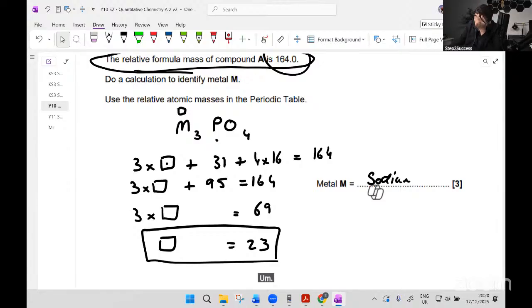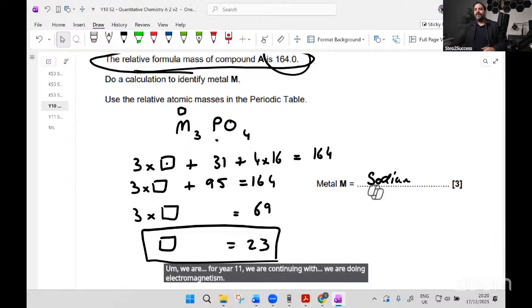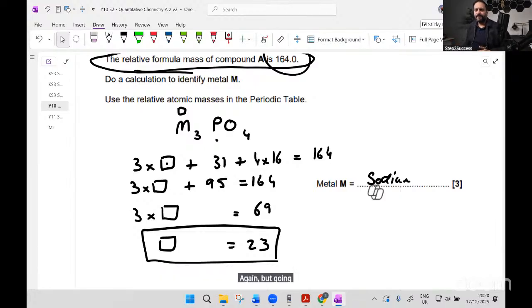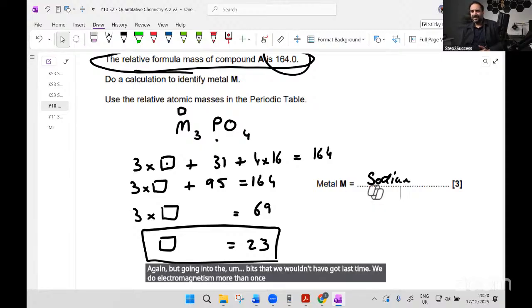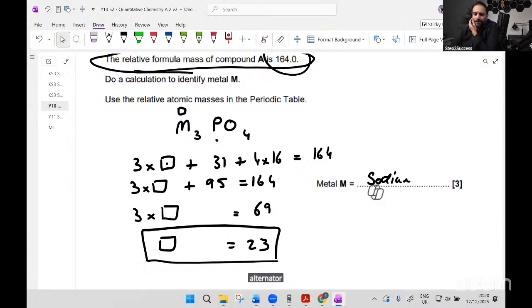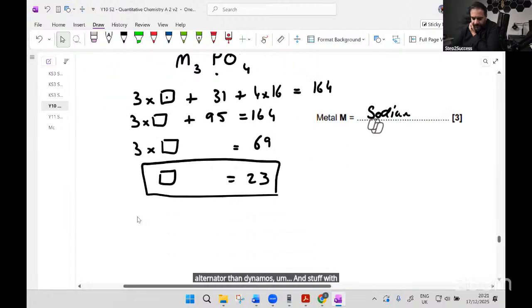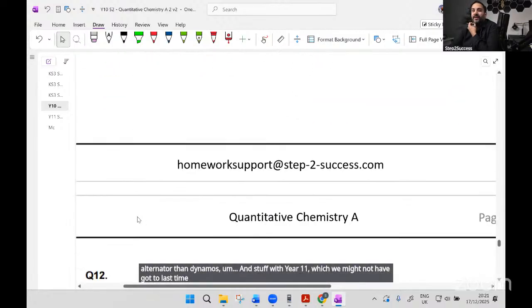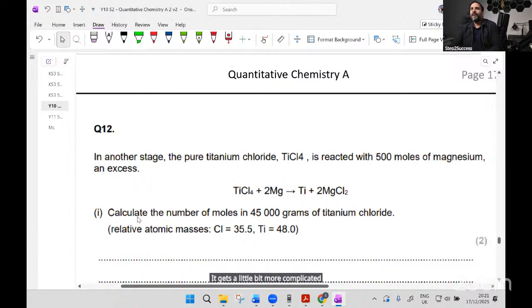We are for year 11, we're doing electromagnetism again, but going into the bits that we wouldn't have got to last time. We do electromagnetism more than once because it is quite complicated, and then hopefully we'll be going into things like alternators and dynamos, and stuff with year 11, which we might not have got to last time, and transformers. It gets a little bit more complicated than what you might have done last time.